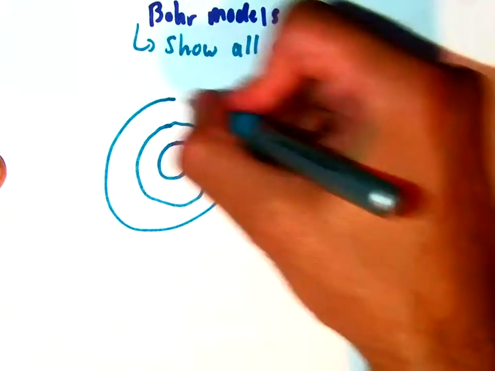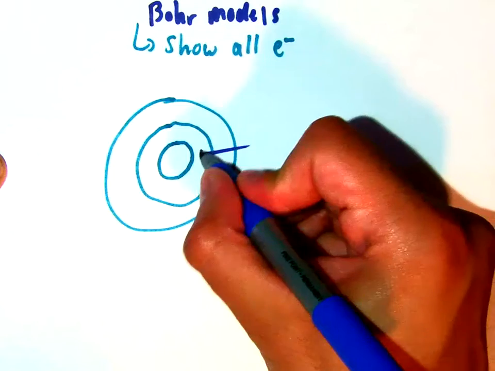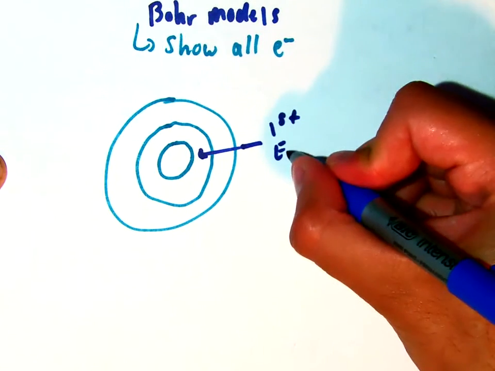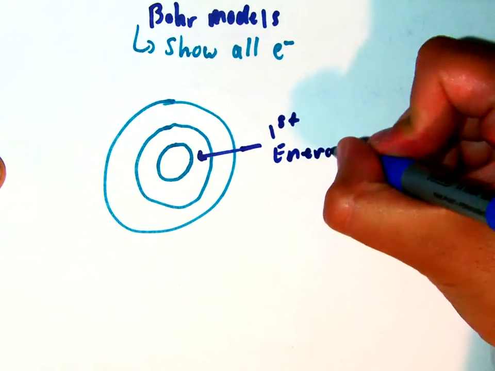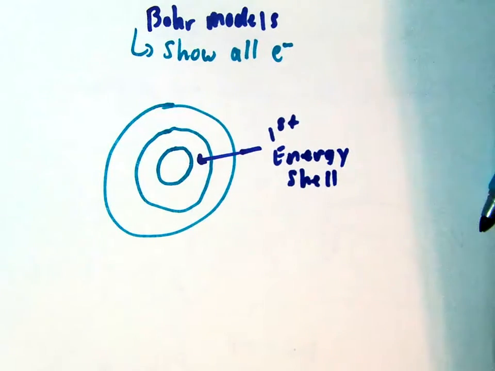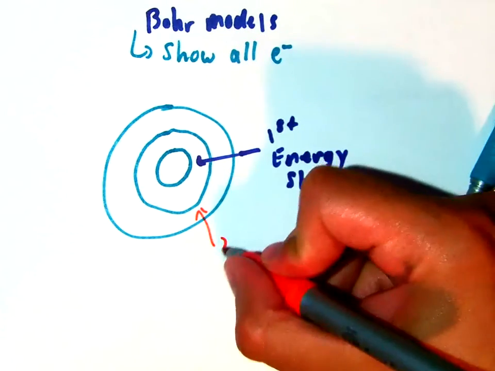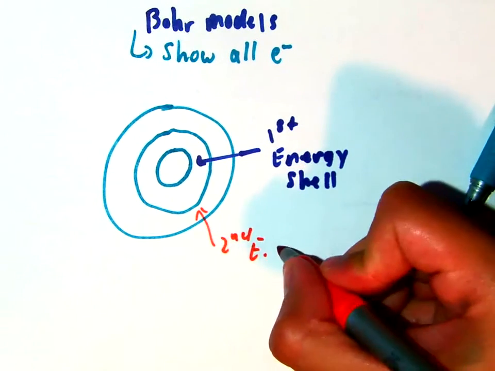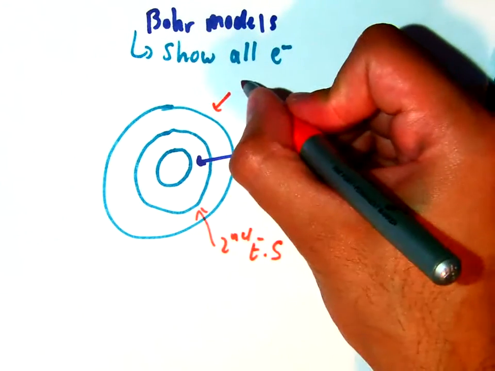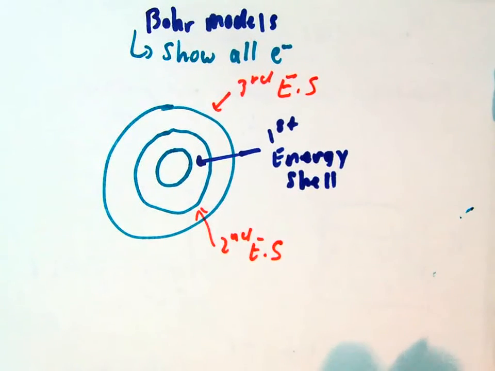Okay. So this first one, this would be my first energy shell. Or you might also hear the term energy level. Okay. Then I would have my second energy level. So my second energy level or energy shell, we'll go with energy shell for now. And my third. Okay. Then my third energy shell.